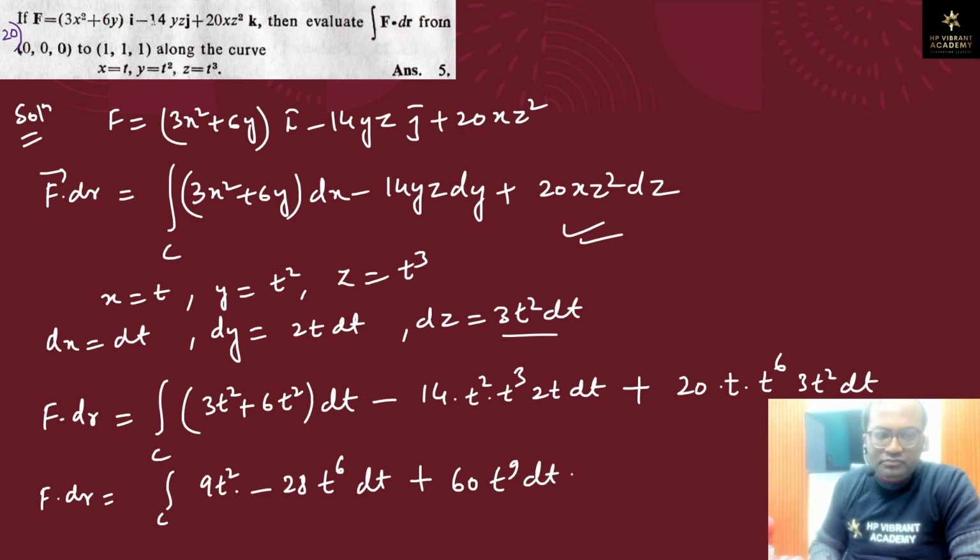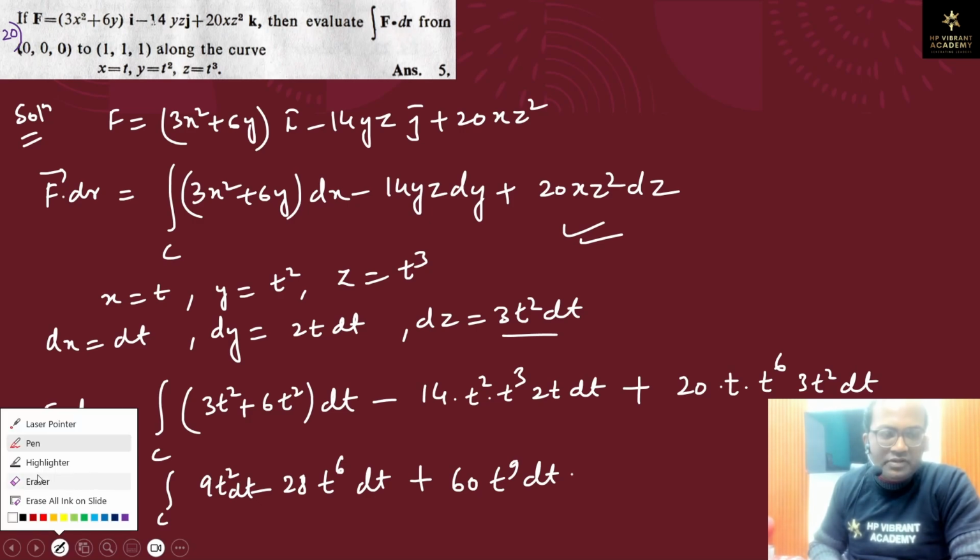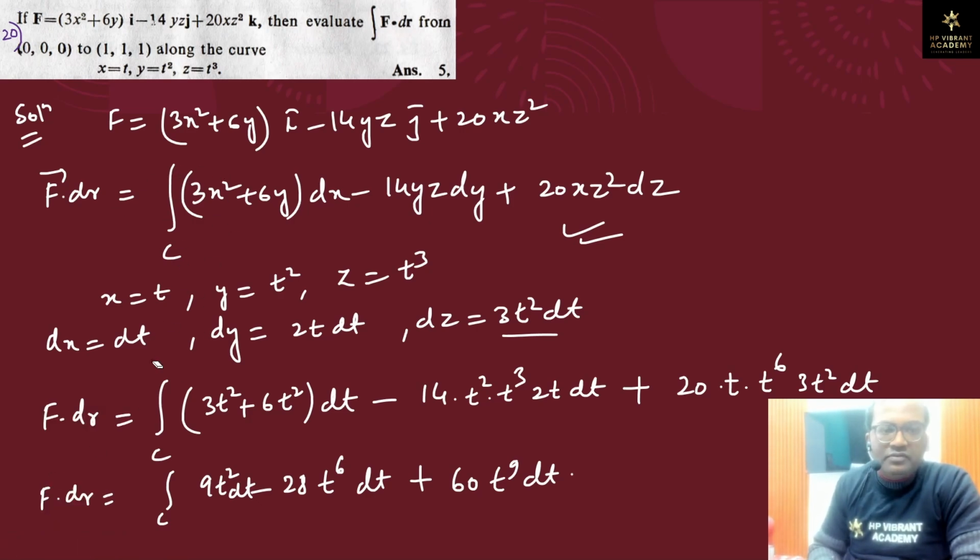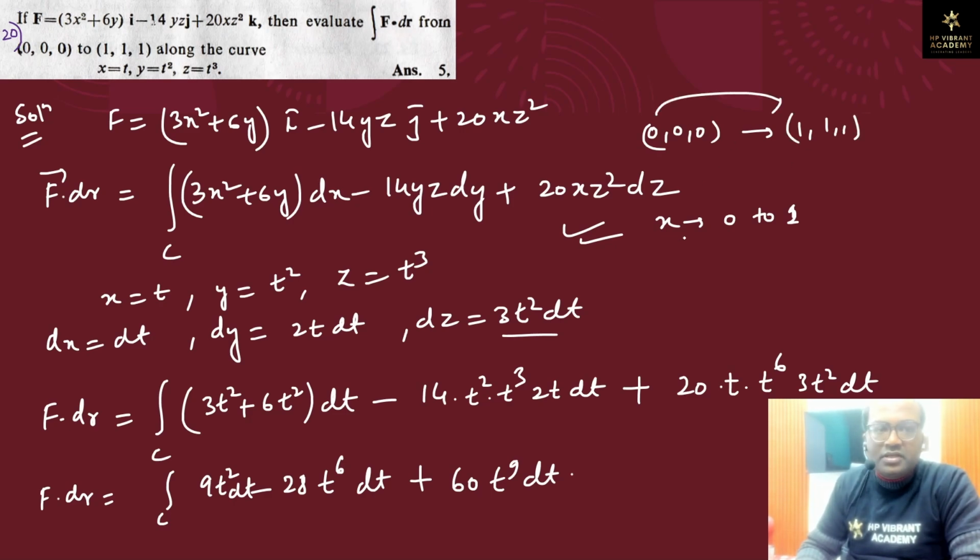Let us further simplify this, and the value of t will be from, since we have x varies from 0 to 1, because the coordinate varies from (0, 0, 0) to (1, 1, 1). So x varies from 0 to 1 and x we have taken as t, so t varies from 0 to 1. So the integral will be with t varying from 0 to 1. So let us further simplify this.